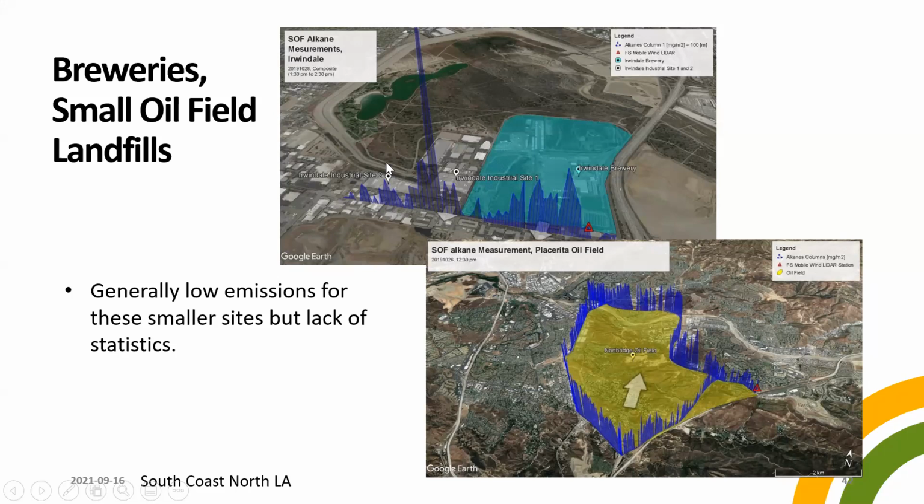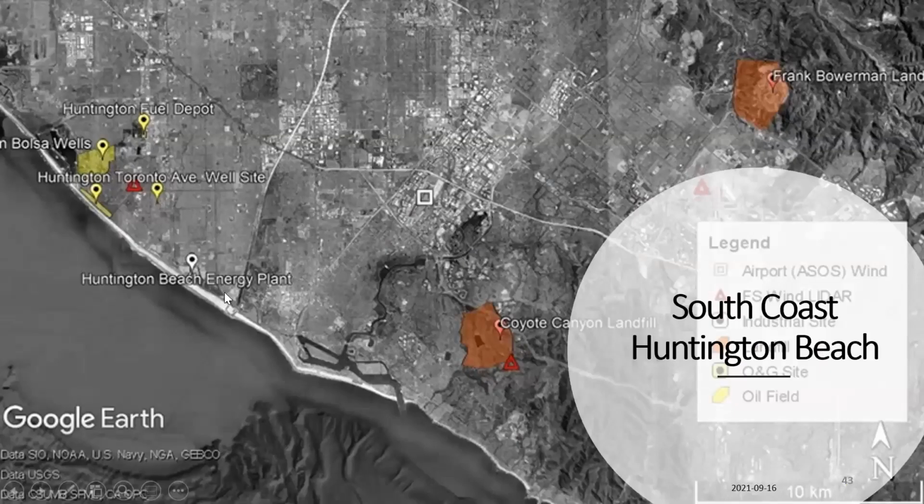We were doing more snapshots because it was sort of a follow-up to different leads, as in the fourth campaign, which was also a much smaller one. It was a 2-week study instead of a 1-month study. We went down to the South Coast to the Huntington Beach area, where we did different landfills, Coyote Canyon landfill and the Frank Bowerman landfill. And then we were down in the Huntington Beach area where there are some oil fields we were studying.